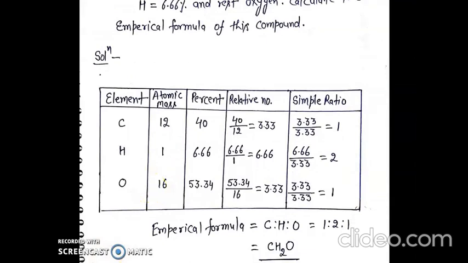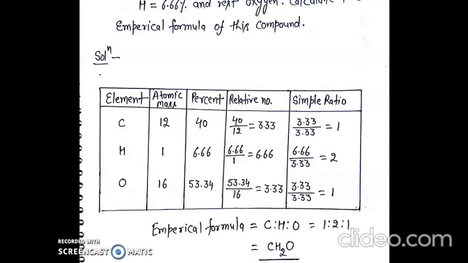I have to first create columns to calculate the empirical formula. The first column represents the element, the second column represents the atomic mass, the third column represents the percentage of element, the fourth column represents the relative number, and the last column represents the simple ratio.